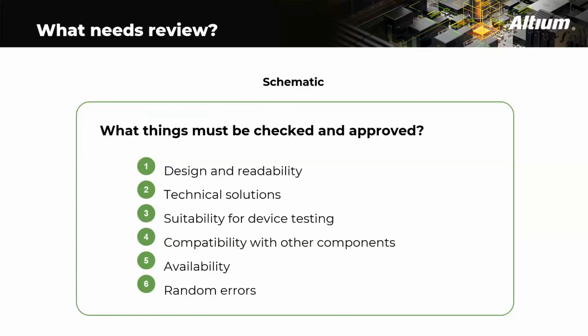Fifth one on our list is availability. Can we obtain our parts and do we have backups? Lastly, we want to check for random mistakes such as misprints, incorrect connections, bad component values, and anything else we can find.